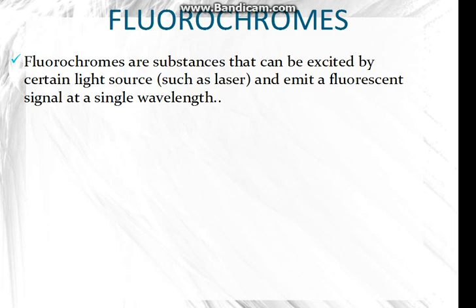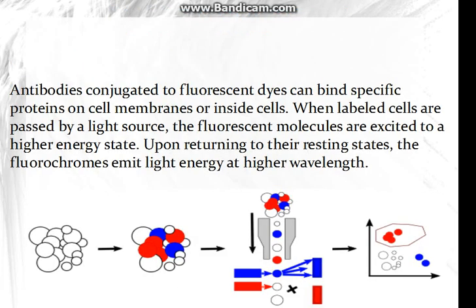What happens is, this is a molecule of fluorochrome. The fluorochrome is excited by a light source and it emits a fluorescent wavelength. We will understand it like this: when we have this cell and there is a fluorochrome attached, the fluorochrome gets excited at a particular wavelength and then it emits its own wavelength. We check this emission wavelength. So the antibodies get conjugated to the fluorescent dyes.